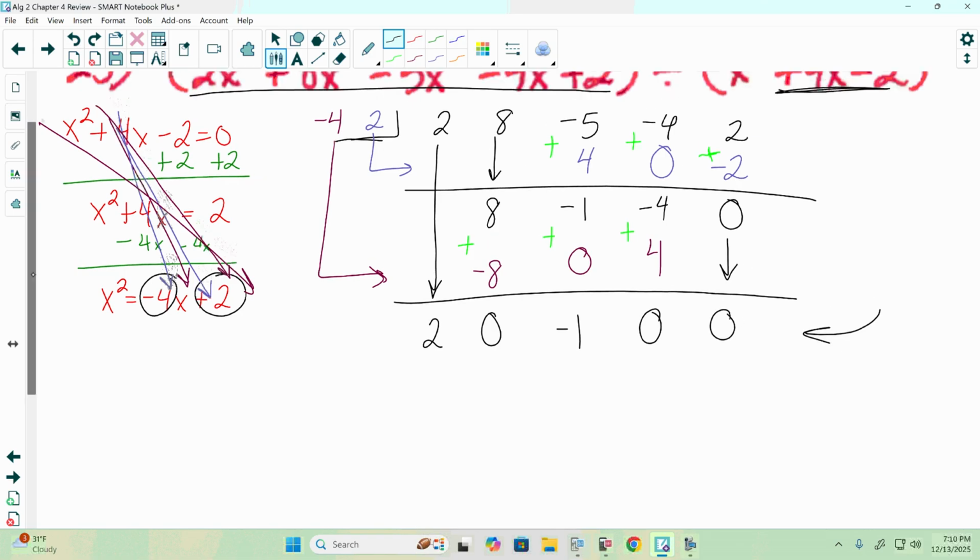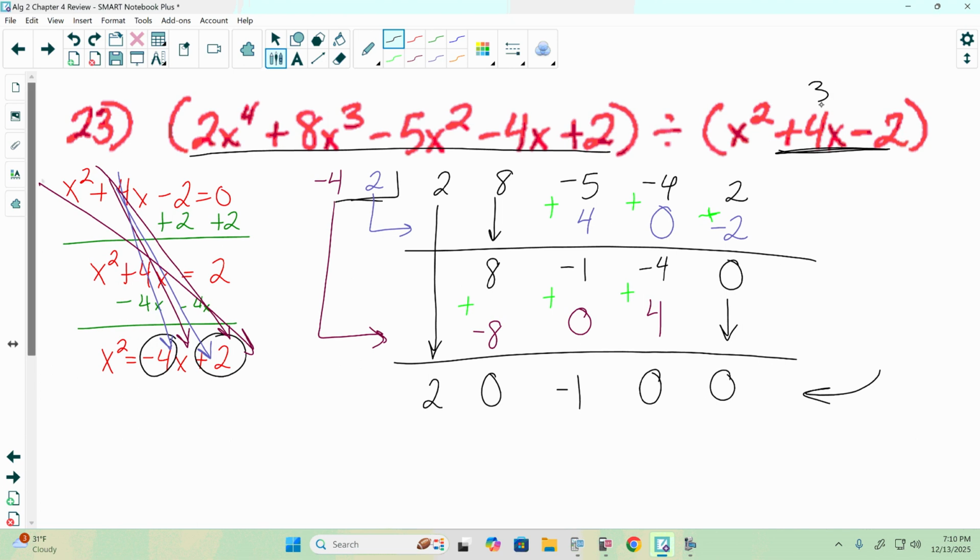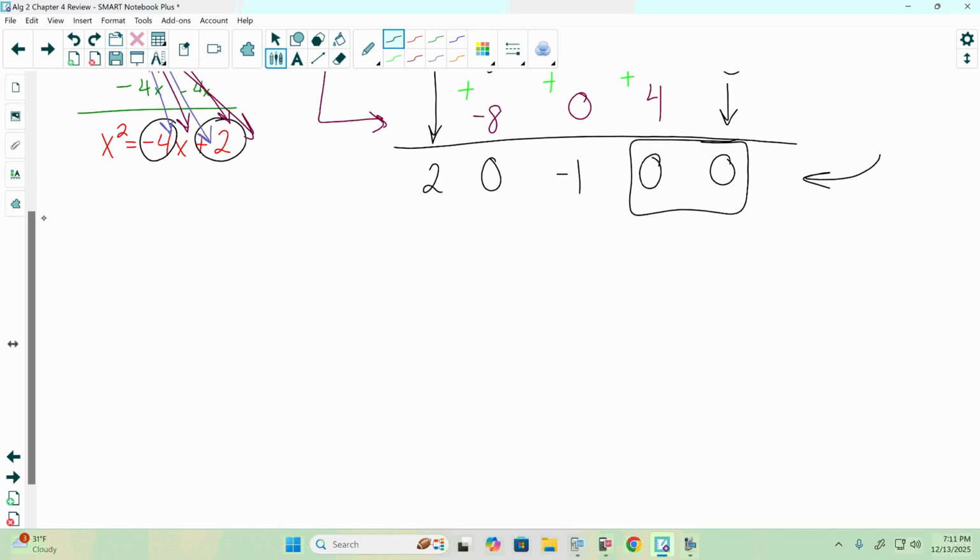Since what we were dividing this by has 3 terms here, our remainder should have 2. So the last 2 numbers below the line are the remainder. The first number inside the remainder is our constant term. The second would be our term with x. In this case, the remainder is 0, so that doesn't make a difference.